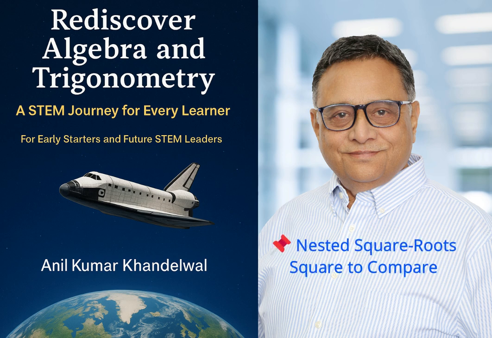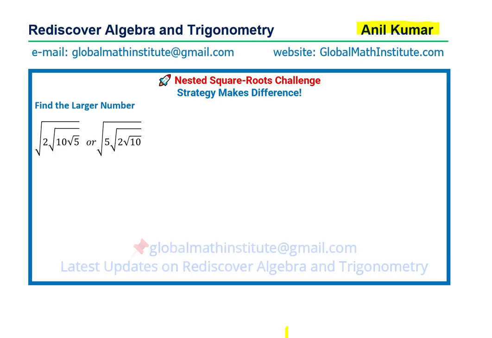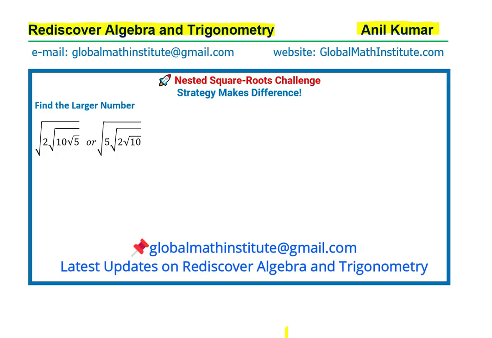I'm Anil Kumar. Here is another interesting concept which we have picked from our book, Rediscover Algebra and Trigonometry. We have nested square roots, and the question here is to find the larger number. So we have square root 2, square root 10, square root 5, or square root 5, square root 2, square root 10. We have just changed the order, and we need to figure out which one is larger.